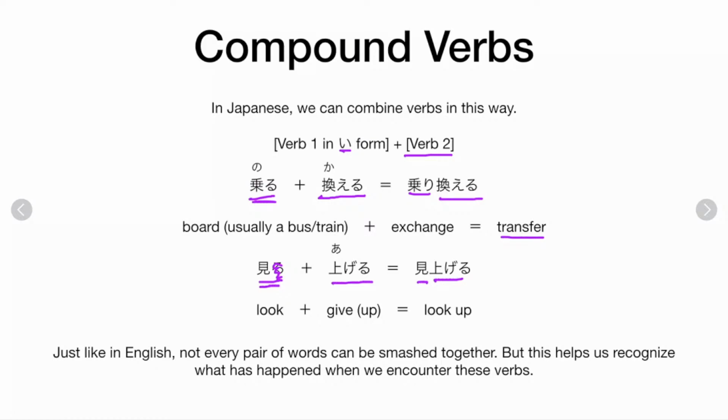In terms of how you'd conjugate a verb like norikaeru, you just conjugate the second verb, and the first verb stays what it is. So in this case, kaeru, this is an iru/eru verb, so it would be norikaeta. Similarly, miageru, this ageru is an iru/eru verb, so it would be miageta.